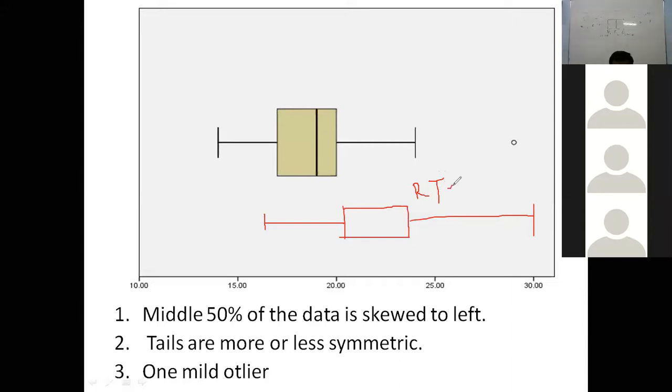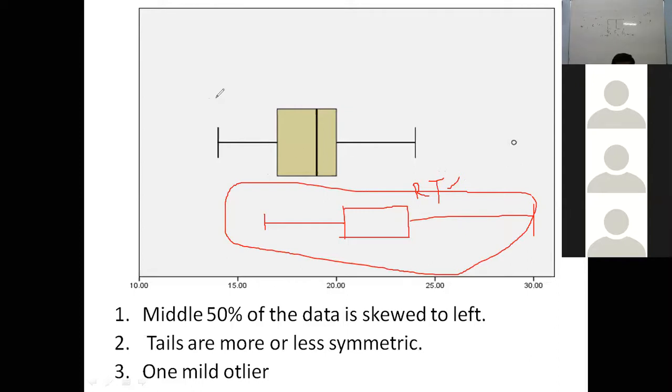Right tail is more random. Write that down. Right tail is more random. That means right tail is longer. The right tail has more values than the left tail. Right tail is more random.